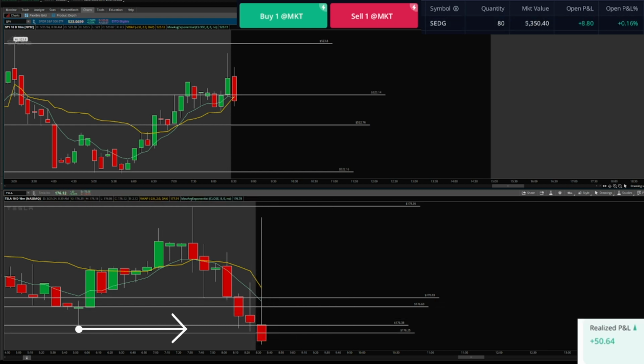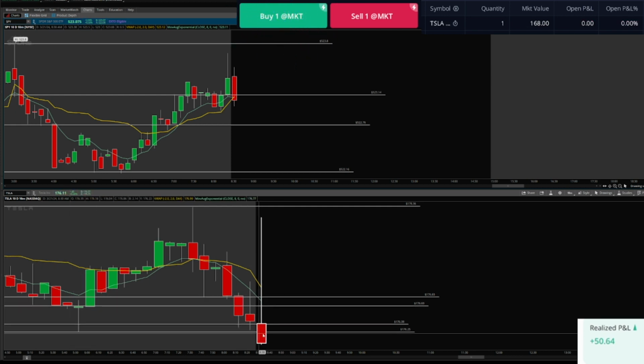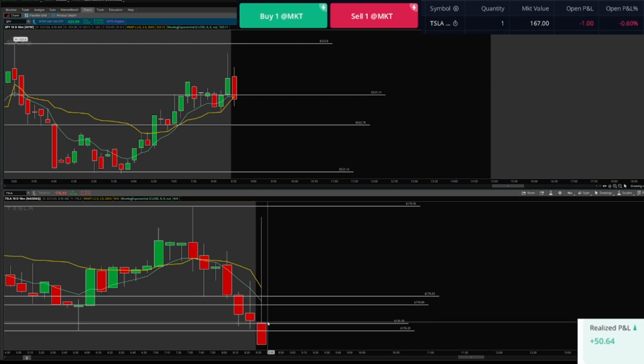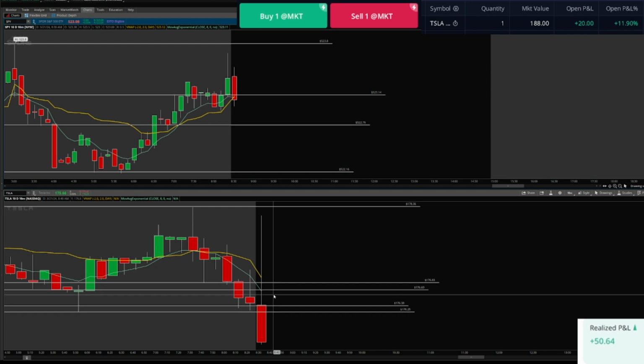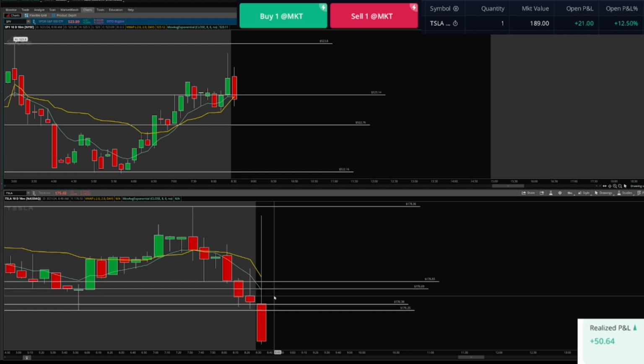All right, we're going below that level again, so I'm gonna go ahead and place a put here for Tesla. All right, so I went ahead and placed a put for Tesla. My stop loss is right here. My stop loss is above this zone. Literally, that's my stop loss, above this zone.